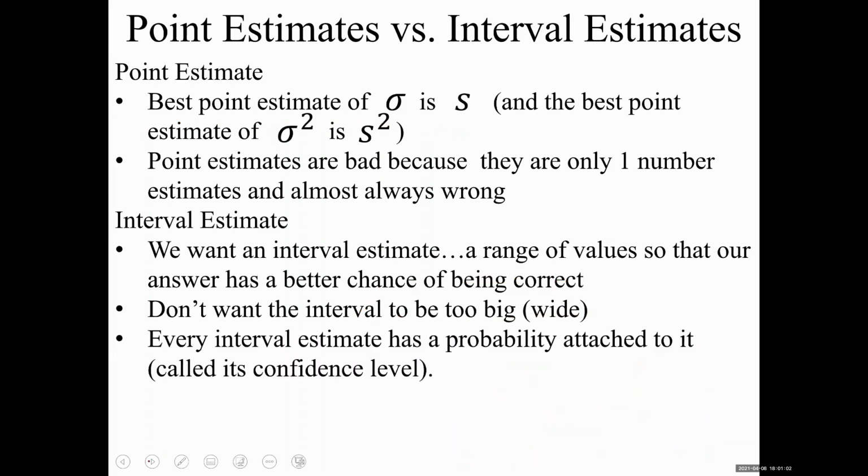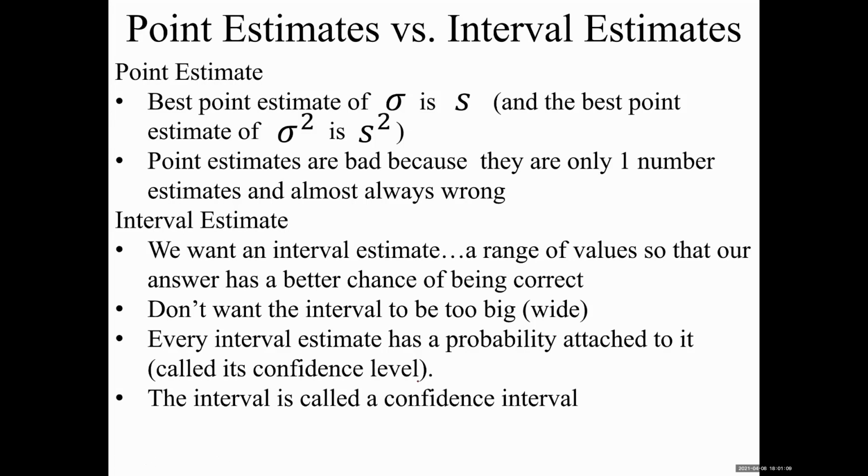Okay, so every interval estimate has a probability attached to it called the confidence level, and the interval is called the confidence interval. And again, the confidence level, that probability, is the probability that you'll end up with an interval with the right answer in it. So we want that confidence level to be high. We want a high probability of ending up with an interval with the right answer in it, but we're going to be okay with that probability not being 100%. Because again, it'd be too wide.